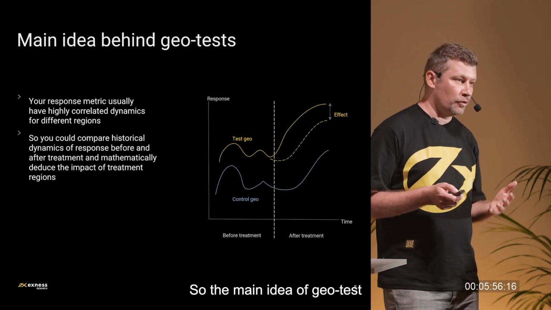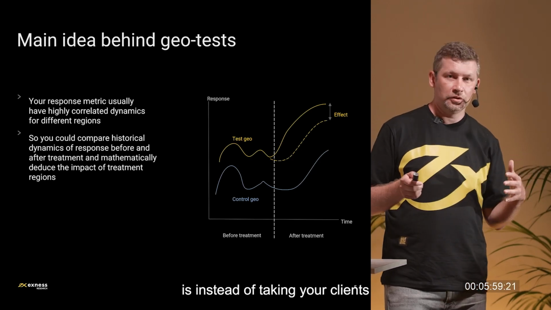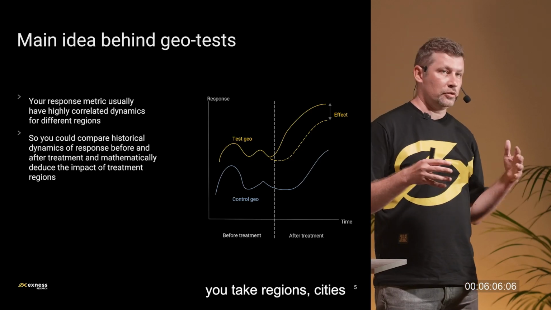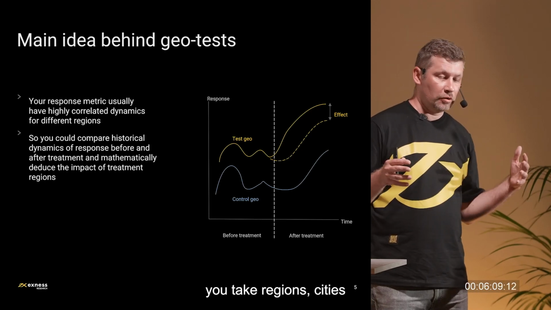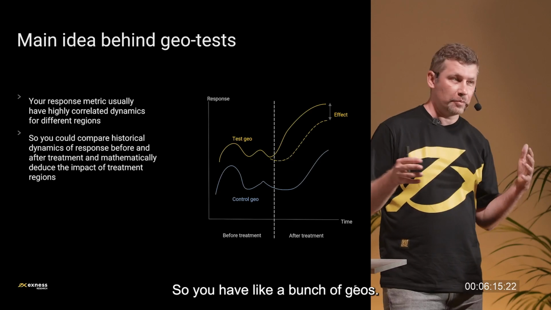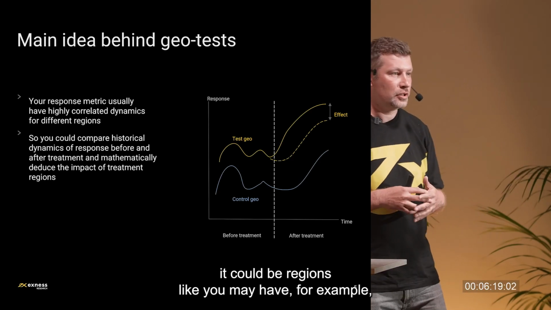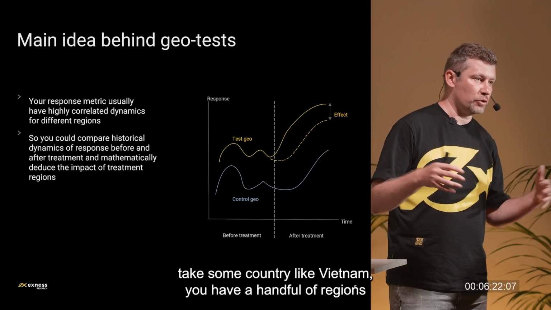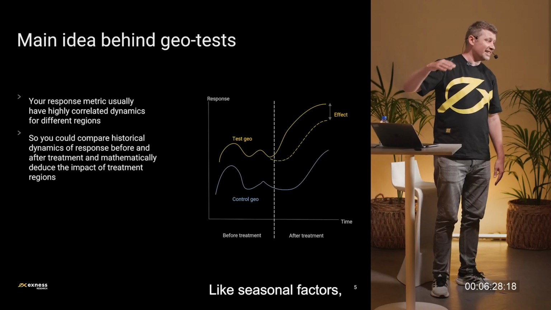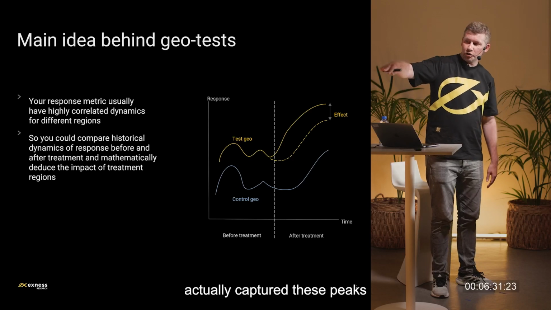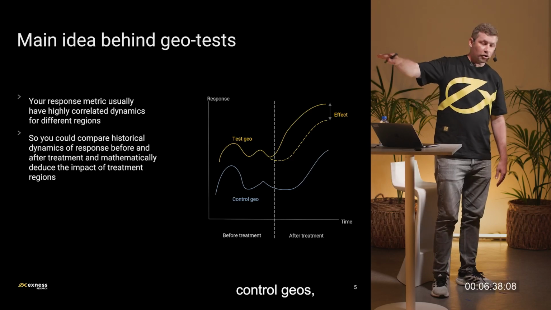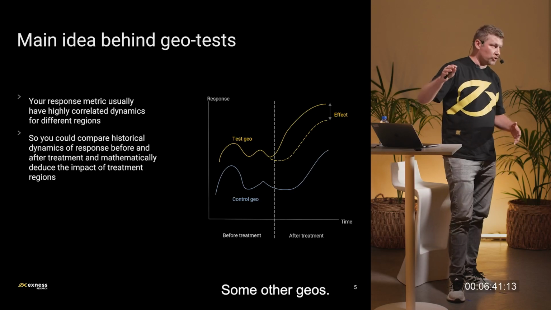The main idea of geo-tests is, instead of taking your clients and making a randomized split, you take regions, cities, which are called geos. So you have a bunch of geos. It could be cities, it could be regions. For example, take a country like Vietnam, where you have a handful of regions. The dynamics of seasonal factors, these peaks and downs, are captured by the control geo, by some other geos.